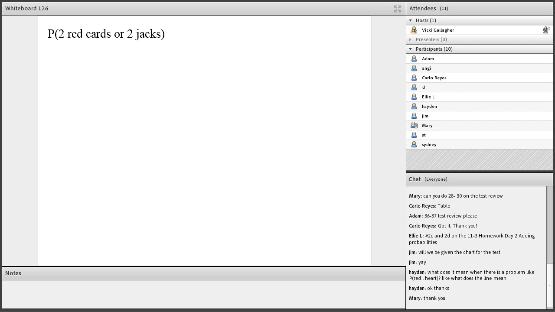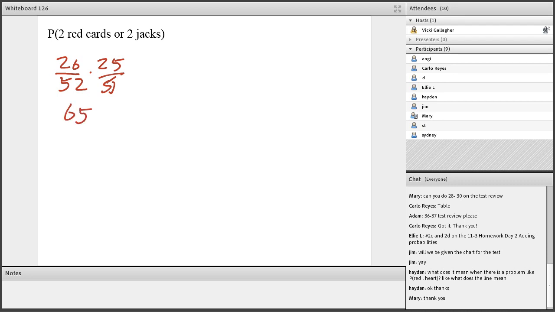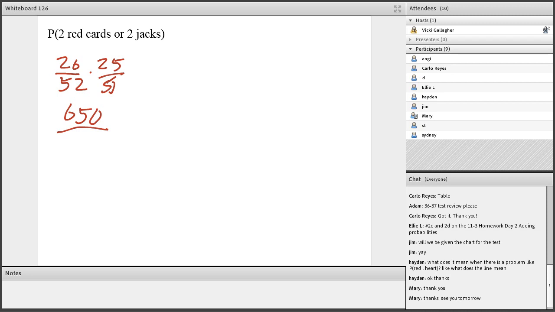So let's start with the probability that we get 2 red cards. There are 26 red cards out of 52 cards total. And then for my second card, there will be 25 red cards out of 51 cards total. Okay, so that's my probability that I get 2 reds. And let's go ahead and just figure that out. 26 times 25. I know we've already done this today, because on the card problems, you're going to use the same numbers over and over and over again.